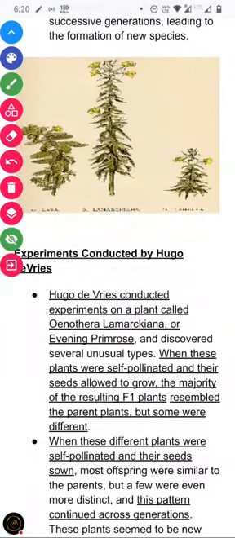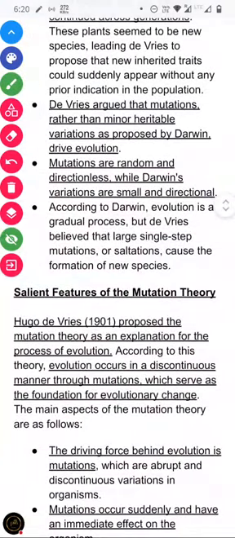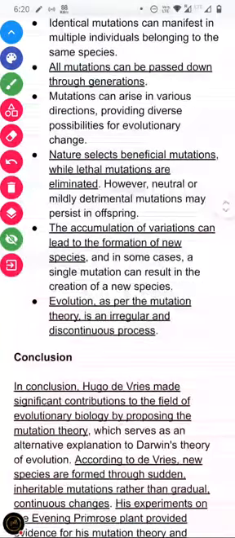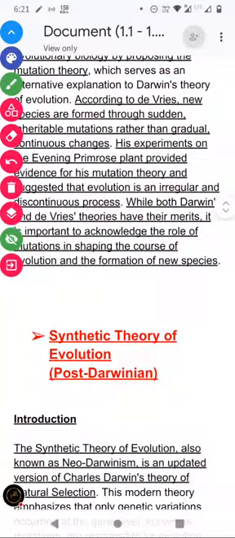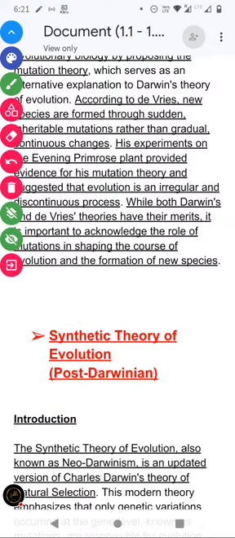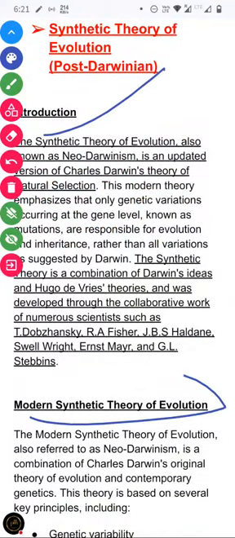Experiments conducted by Hugo de Vries. This experiment was conducted by Hugo de Vries on the tail of rats. And certain features of mutation theory. This is what the mutation theory is all about. You can conclude here. And here you can see the synthetic theory of human evolution, that is post-Darwinism. You can see the introduction and the modern synthetic theory of evolution.